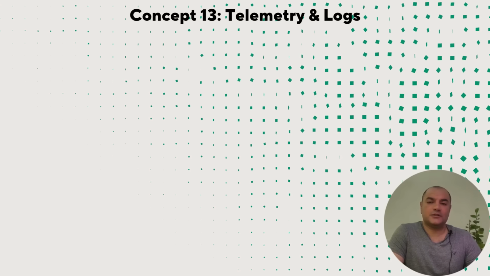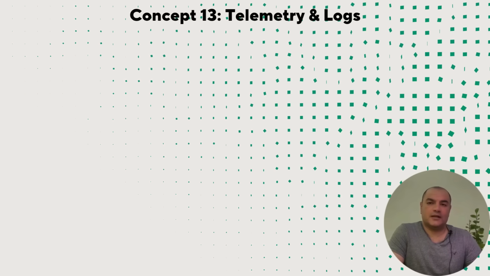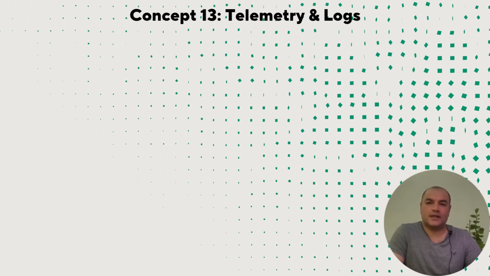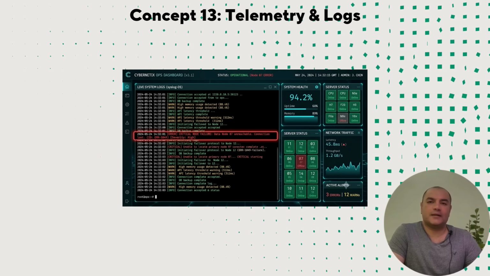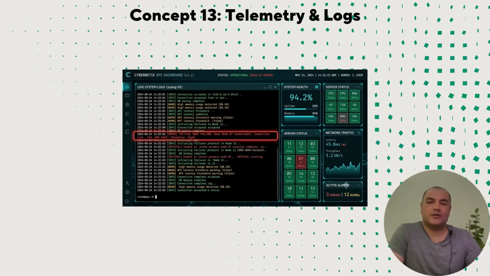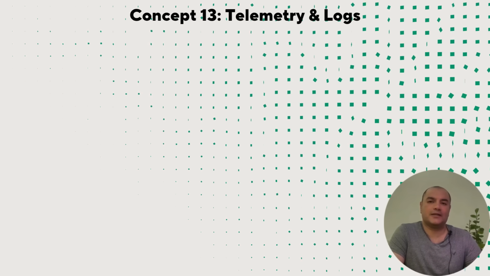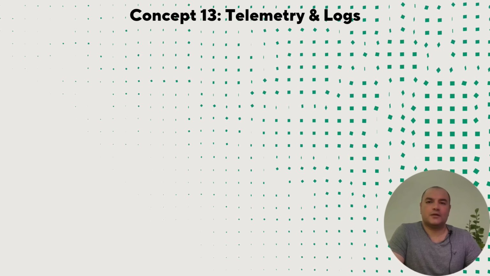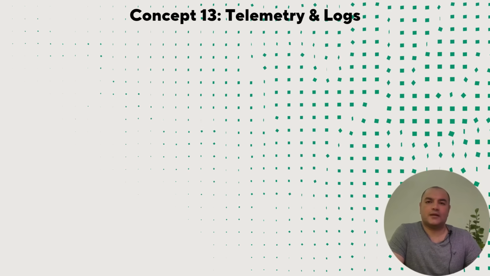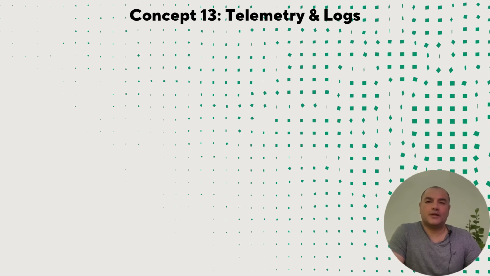Concept 13. How professionals troubleshoot. Telemetry and logs. When an agent inevitably fails to use a skill, beginners panic. Professionals read the logs. Telemetry and terminal logs are your agent's exact brainwaves. They show exactly which step the agent took, why the tool failed, and the raw error code. Stop guessing and start reading your logs.